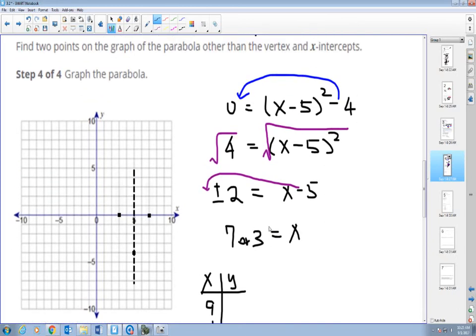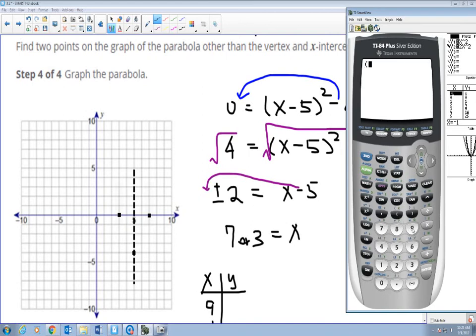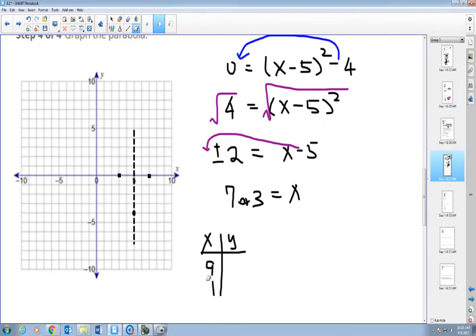So if I plug 9 back into the original function, 9 minus 5 squared, then minus 4. That's 4 squared, 16. 16 minus 4, 12. Now, I'm not going to plot 12 here because it's way up here. So that's not good for me as far as plotting it on the graph for you.